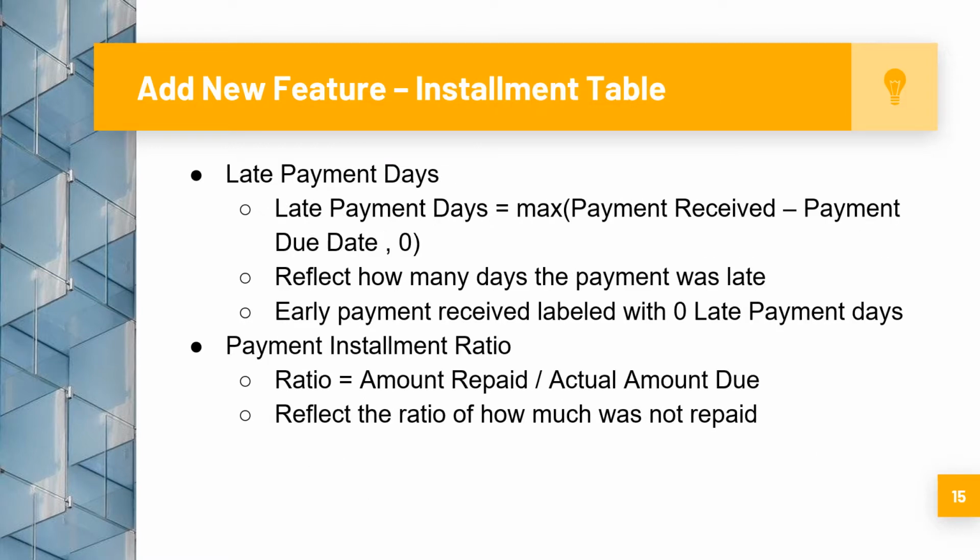For the installment dataset, late payment days was created to see how many applicants have serious late payment records. Early payment was treated as 0 days late. On the other hand, payment installment ratio reflects the ratio of how much was not repaid by the applicants in the previous installment.